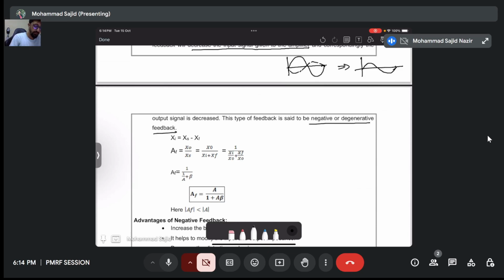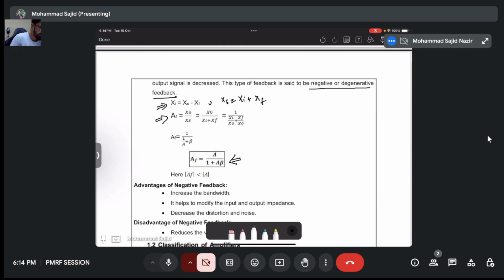So now if I have to reduce, the input signal will be xs minus xf. Following the same procedure, Af can be written as x0 by xs, and xs can be written as xi plus xf. So what does it lead us to? This equation. From this equation we can see that the total gain of the network including feedback is always less than 1.